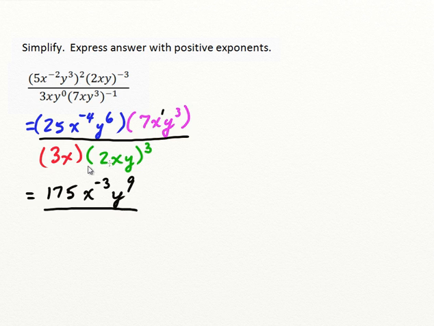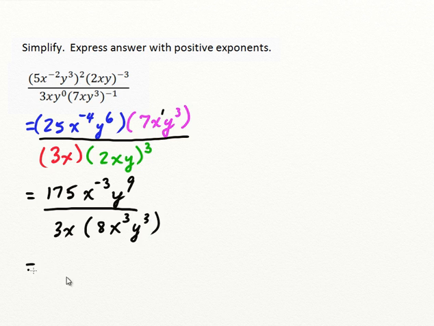All right. We've got 3x, and this whole bracket is cubed. So we've got 2 to the exponent 3, which is 2 cubed, which is 8. X to the exponent 3, x cubed, and y to the exponent 3, y cubed.